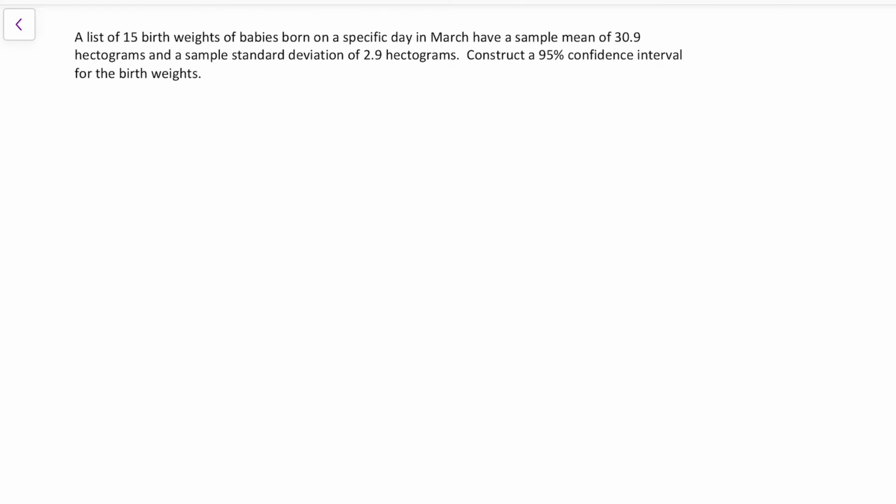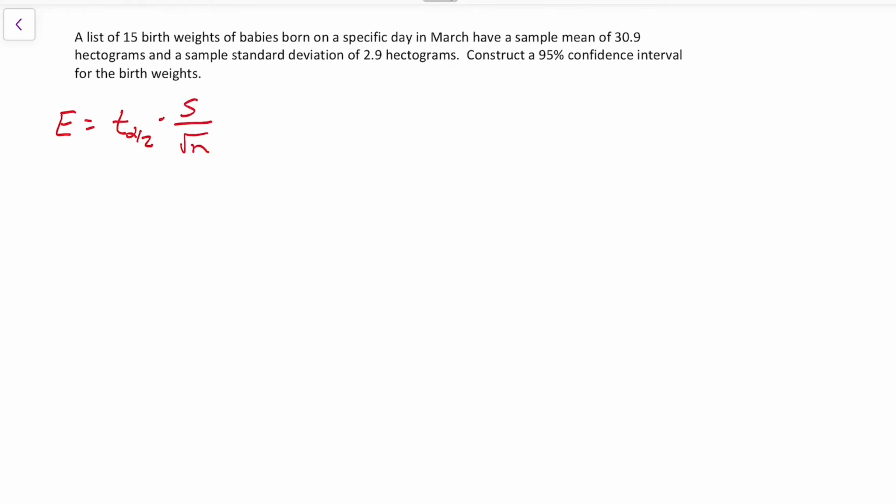Okay, let's do an example. Suppose a list of 15 birth weights of babies born on a specific day in March have a sample mean of 30.9 hectograms and a sample standard deviation of 2.9 hectograms. We're going to construct a 95% confidence interval for the birth weights. The first thing we have to do is find our margin of error E, which is t sub alpha over 2 times s over the square root of n.